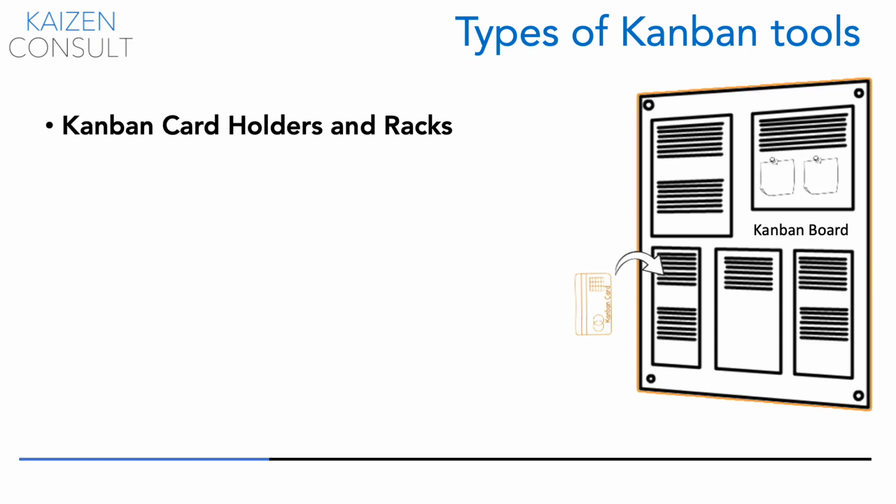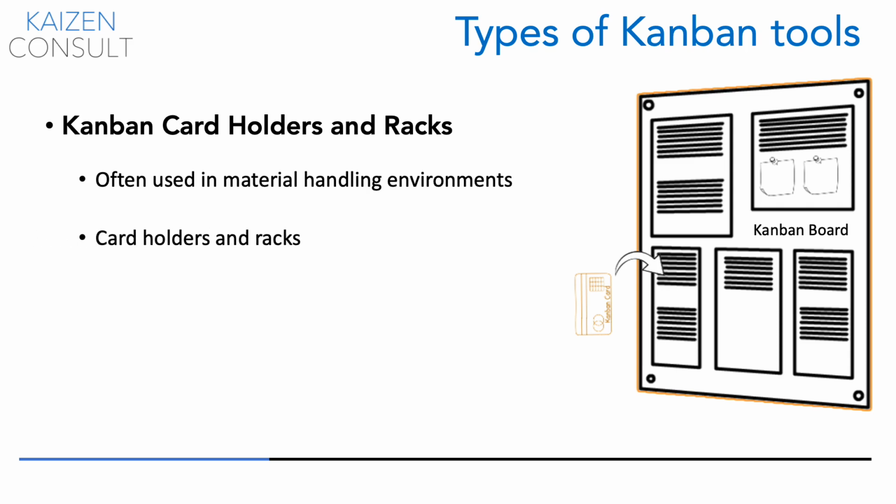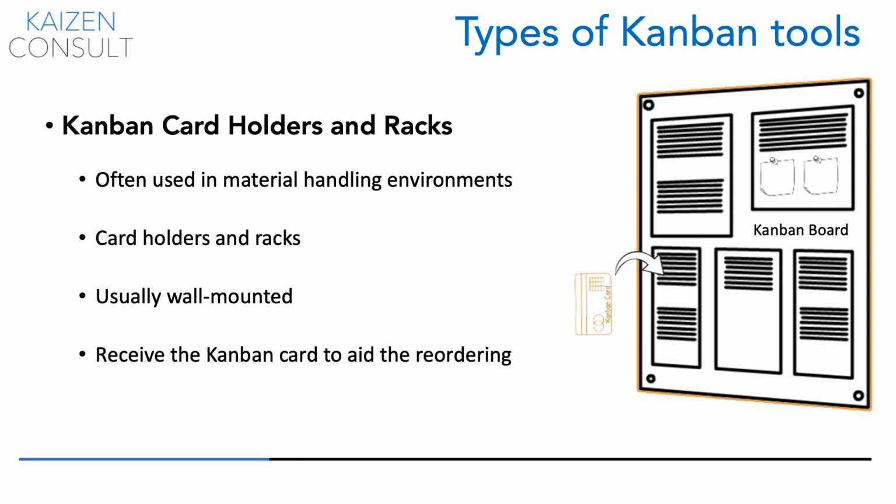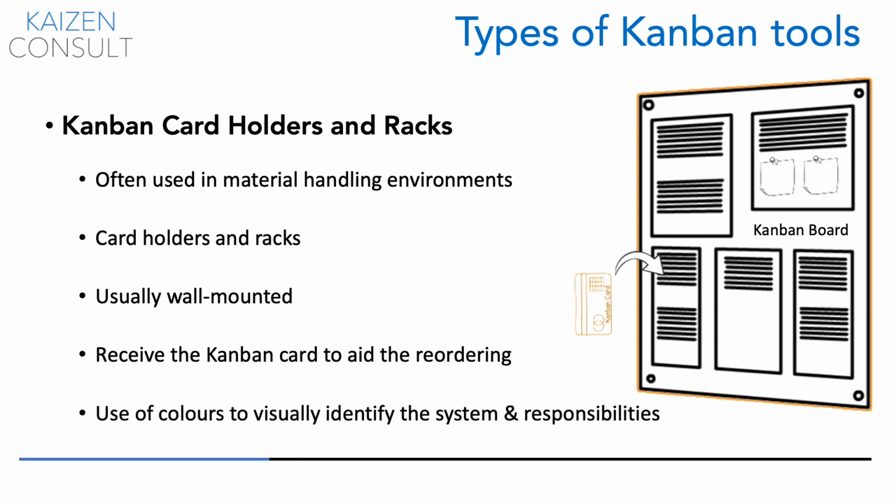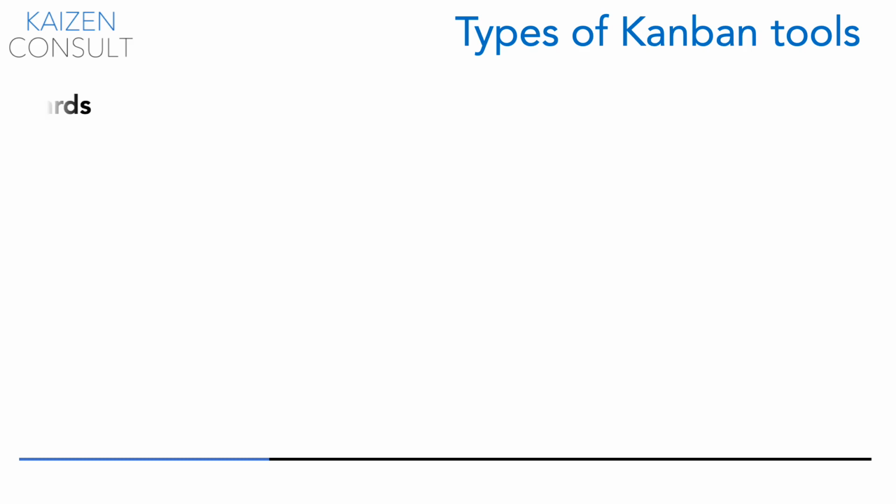Then, Kanban card holders and racks. We often find them in material handling environments. We find them in the form of card holders or racks. They will usually be wall-mounted. They receive the Kanban card to support the reordering process and prioritization. They will use color coding to visually identify the system and responsibilities.